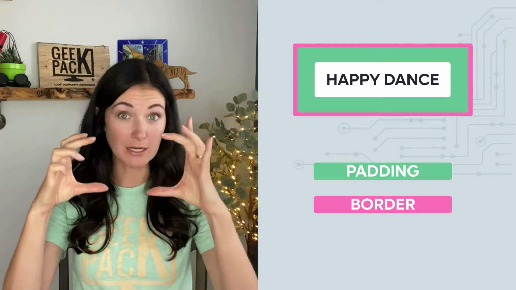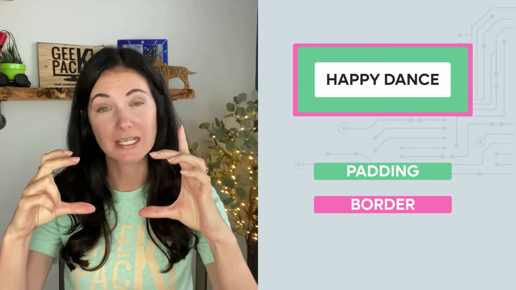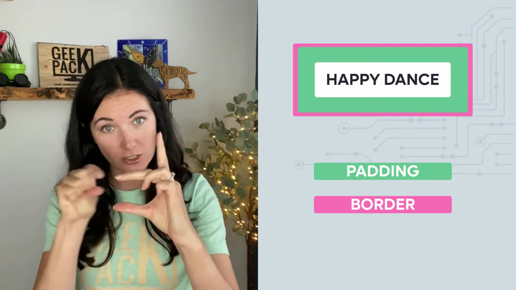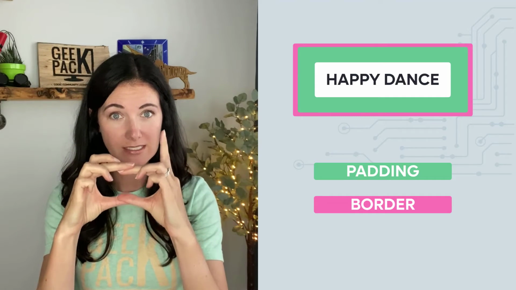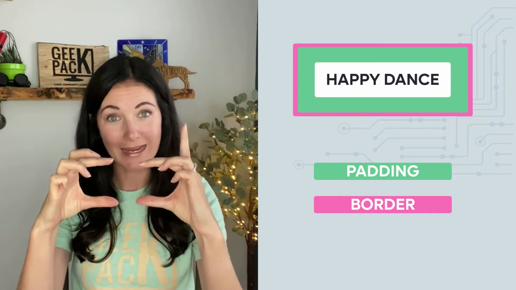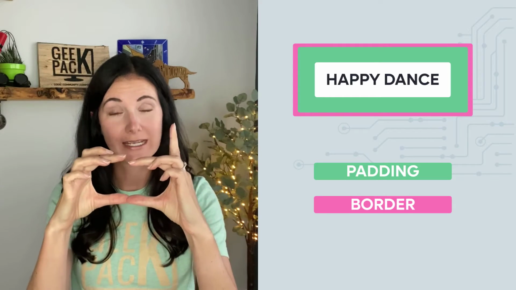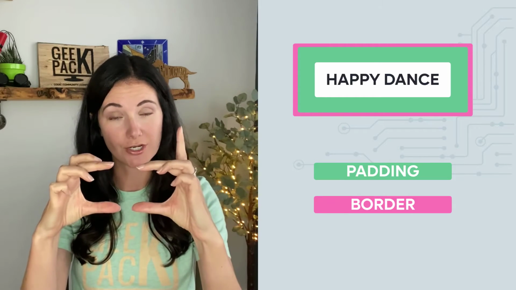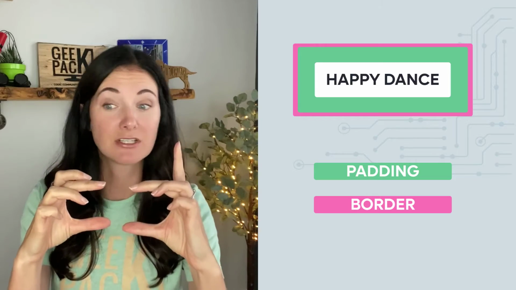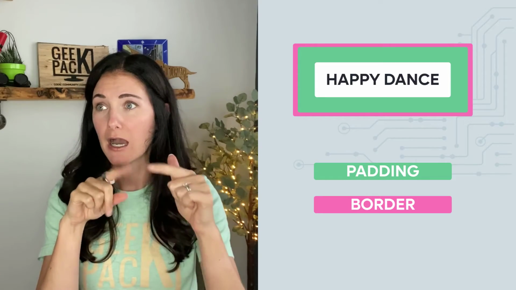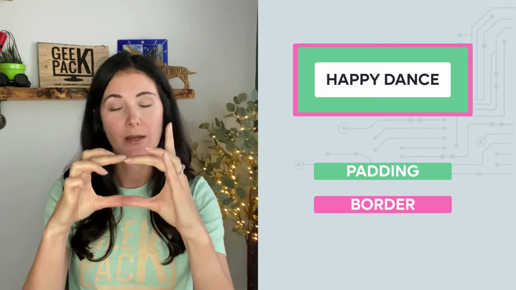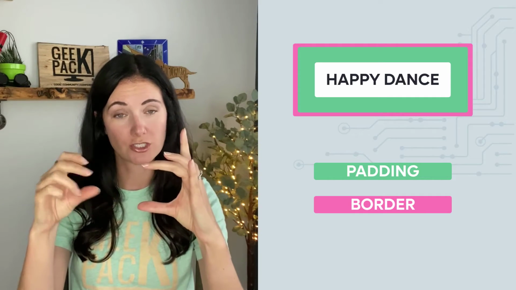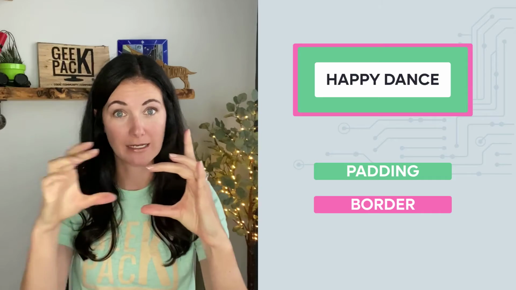Now the border, as I'm sure you've guessed, is the actual border that goes around that bit of content. So we've got the content that says happy dance. We've got the padding that goes around that bit of content. And then after that, it's the border. And that actually can have a different color. It can have different weight. So it could be dashed or it could be solid. But that is around content, padding, border.